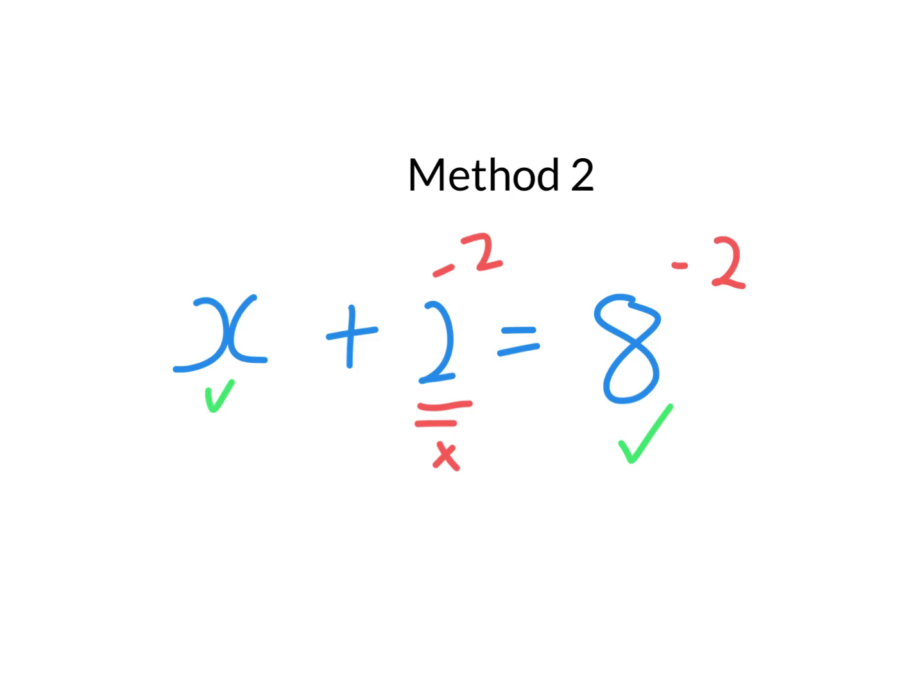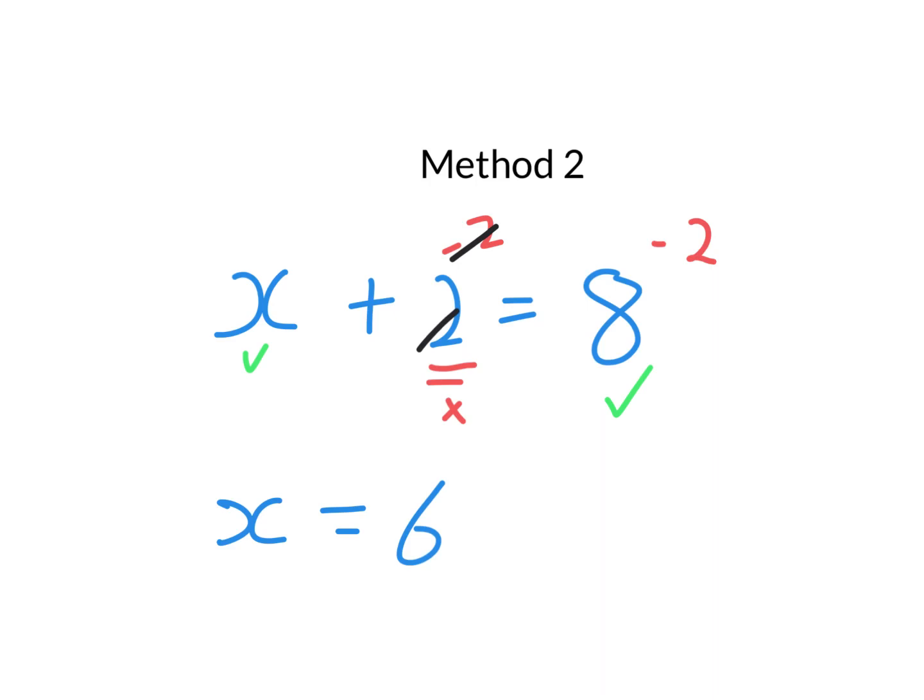So on the left hand side, we're going to keep our x. Our 2 take away 2 will cancel out, it's kind of nice. And on the right hand side, 8 take away 2 will give us 6. So that solves our equation for us. x is equal to 6, we've got a value for x.